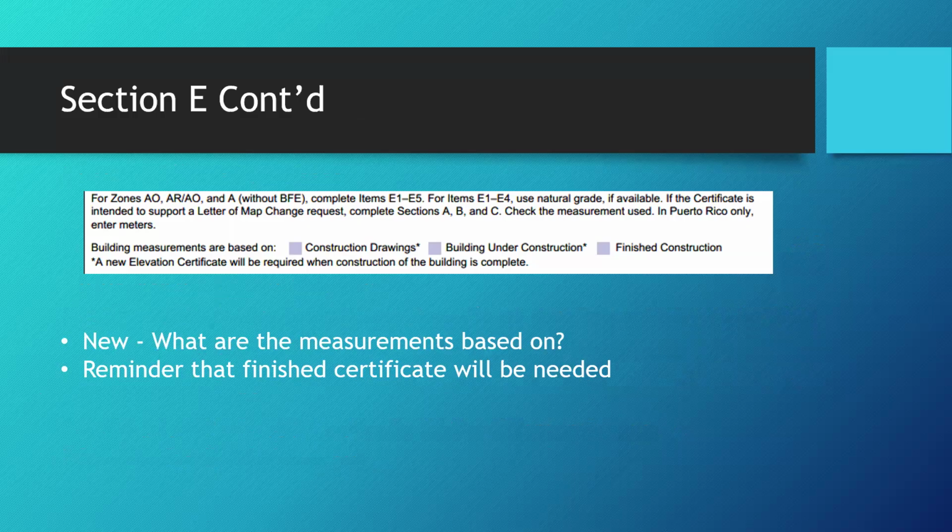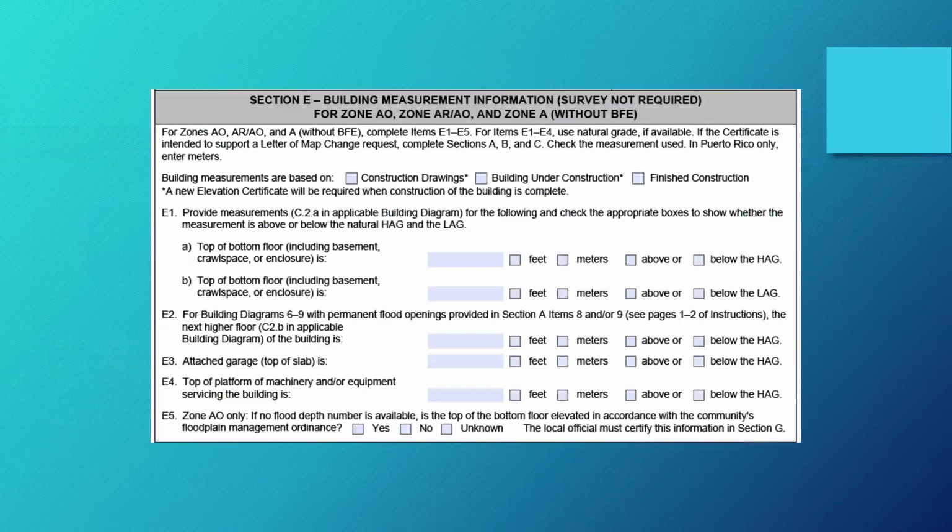So building measurements are based on what? Drawings, under construction, or finished construction. And then they have added this caveat that a new elevation certificate will be required when the building is complete. So they've really taken floodplain management into consideration when they made this new form. So a reminder has been added there.